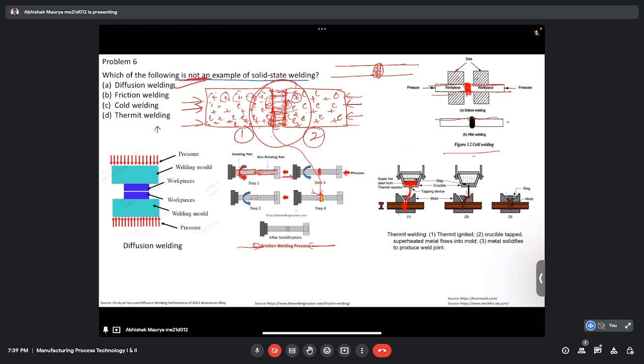And the chemical components because of which the reaction takes place are called thermite. Here we are forming a liquid, therefore this kind of process comes under liquid state joining processes. So except for thermite welding, all the others are examples of solid state welding. So the correct option for this is thermite welding.